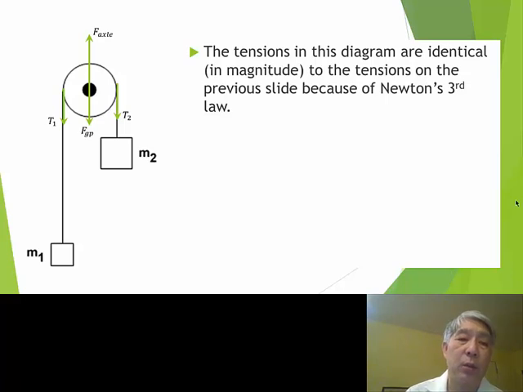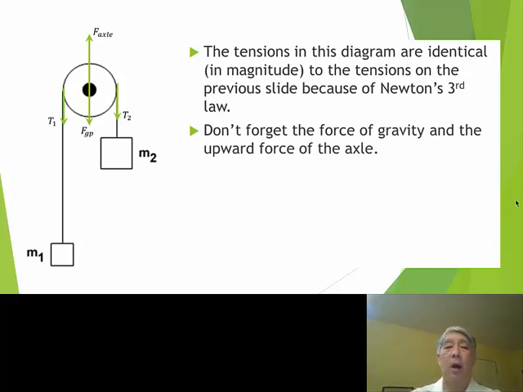Besides those two, I also have the two tension forces. Tension 1 for the first block, tension 2 for the second block, both at radius r, both perpendicular, and both straight downwards. I include the force of gravity and the upward force of the axle. They have no rotational aspects because they apply at an r of 0.